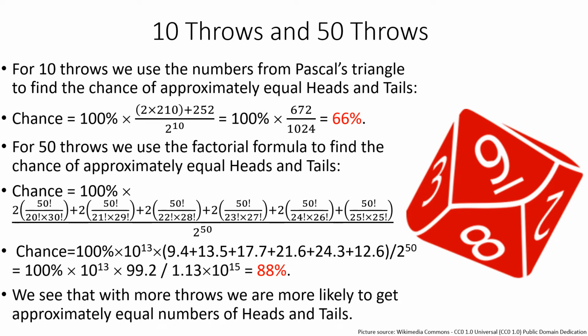So there we go. When we now define half and half as being approximately half and half, we do find, which is probably what we would have expected, that the more times that you toss a coin, the more likely it is that you're going to be about half and half.